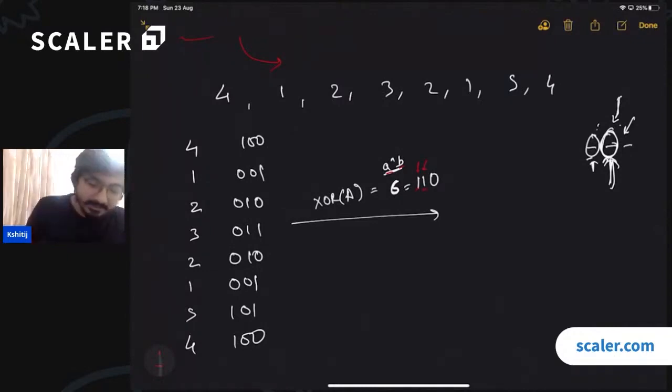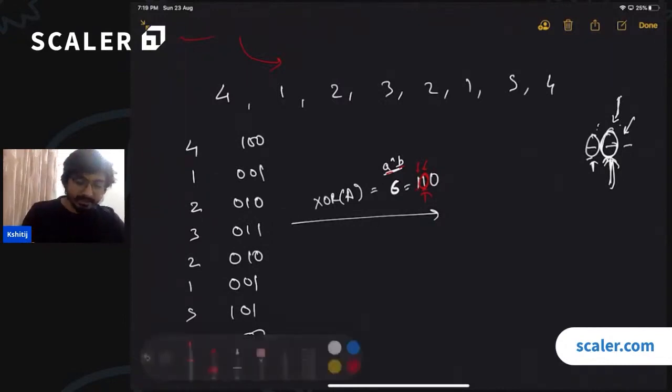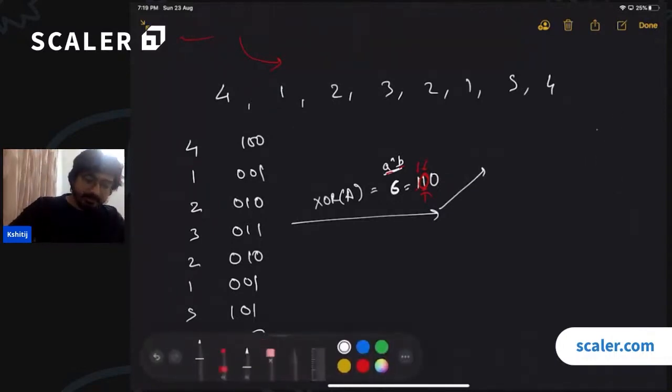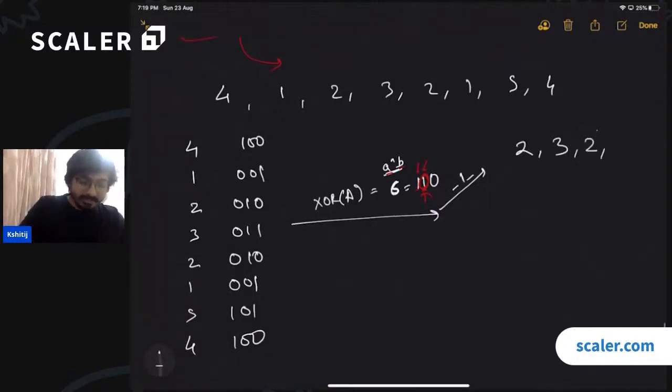So let us select the second bit position. Now we are partitioning the array based on the value of this second bit. We'll keep all the numbers which have a set bit on one side, and all the values which have an unset bit at this position on the other side. Let us say here we are keeping all the numbers which have a set bit at this position. So 4 has not got a set bit, 2 has got a set bit, 3 has got a set bit, then 2 again has got a set bit, and that's it.